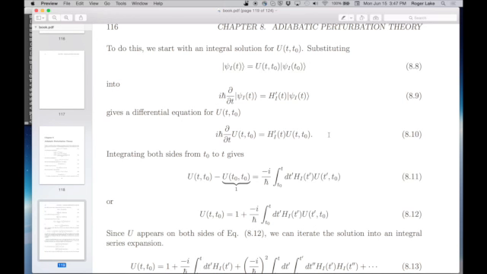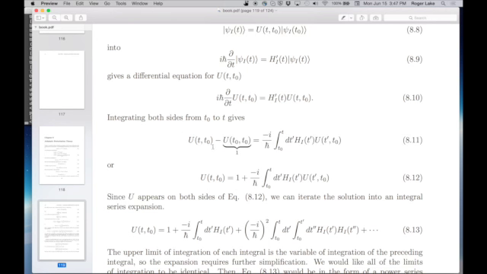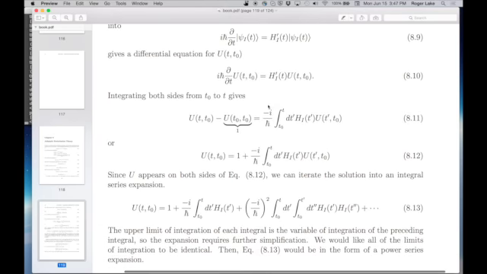And we can integrate this. It's just a first order linear differential equation. So we go ahead and integrate it and evaluate it between t0 and t. Okay? So on the left-hand side, I get this. On the right-hand side, I get this. Right? Just integrating that first order differential equation. And so, moving this over to the other side, this is what we finally get for the integral solution to that first order differential equation for U.